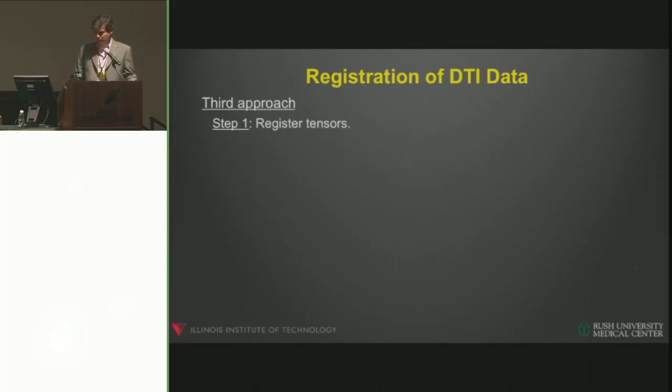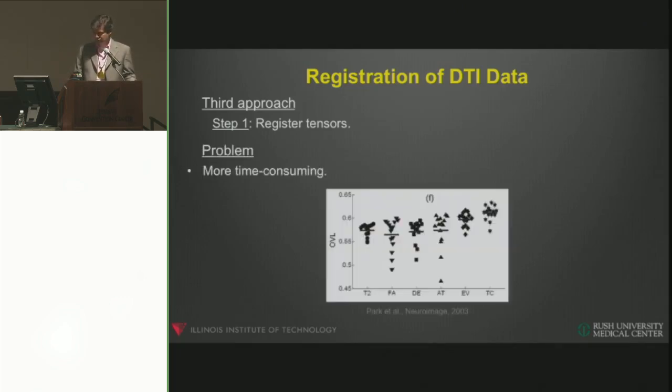The third approach, which is recommended, is to actually register directly tensors across people. The main disadvantage here is that it's more time-consuming, but it's worth it because, as several studies have shown, tensor-based registration does the best matching of tensor properties across people. So, let me see if I can point.